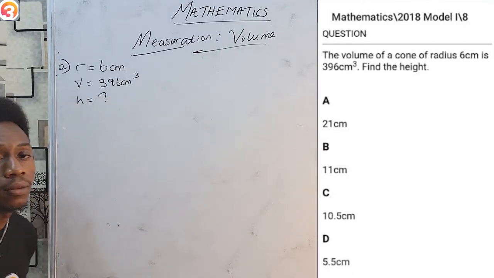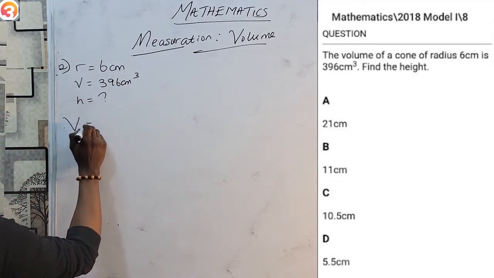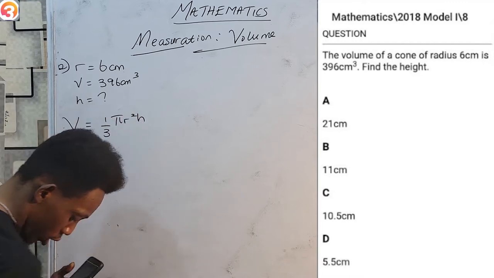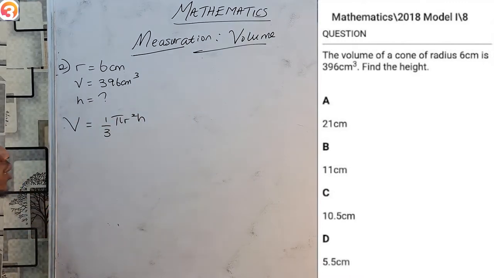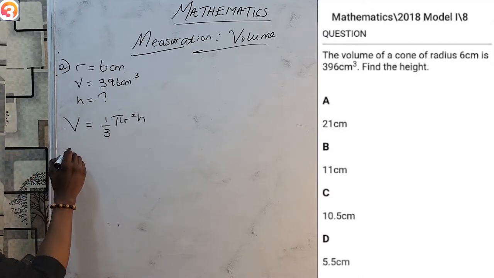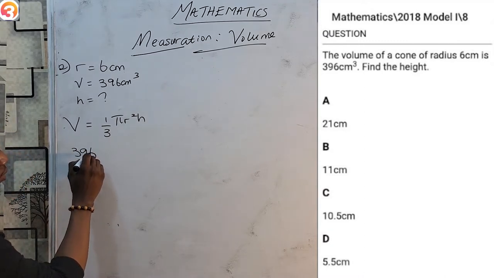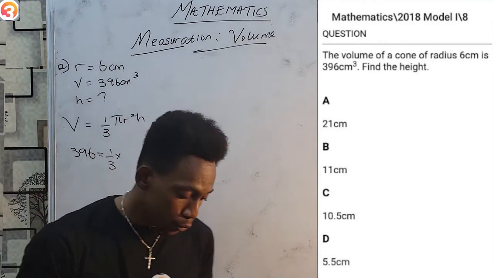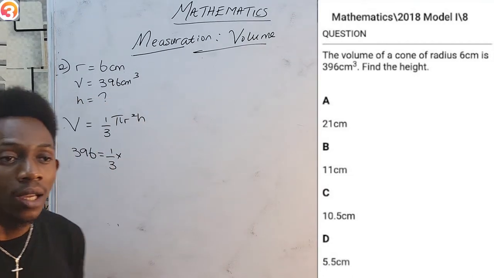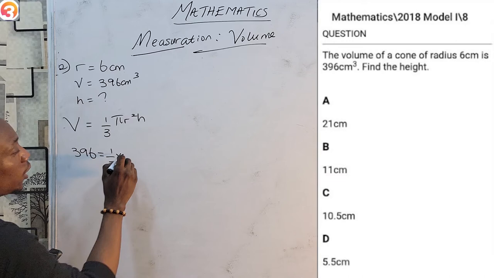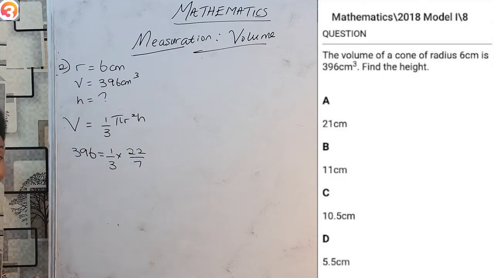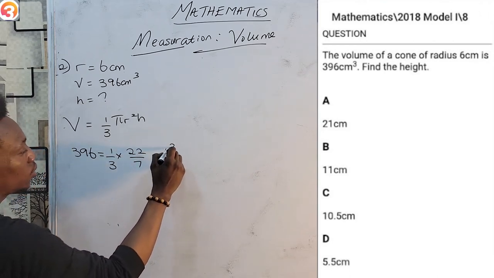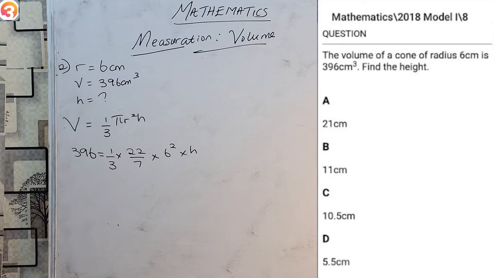You simply have to recall the formula, and we should know the volume of a cone is 1 over 3 pi r squared h. If you do not know your formula, you will not get your answer. So my volume is 396. This would be 1 over 3. Now, if I look at my options this time to be careful, I realize my options are without pi. That must mean they put in the value of pi, and I can use 22 over 7, or if you like, 3.14. Anyone can work. Then r is 6, that's 6 squared times h.